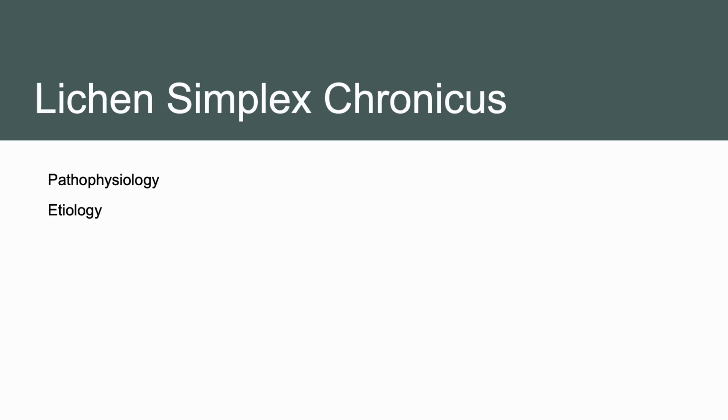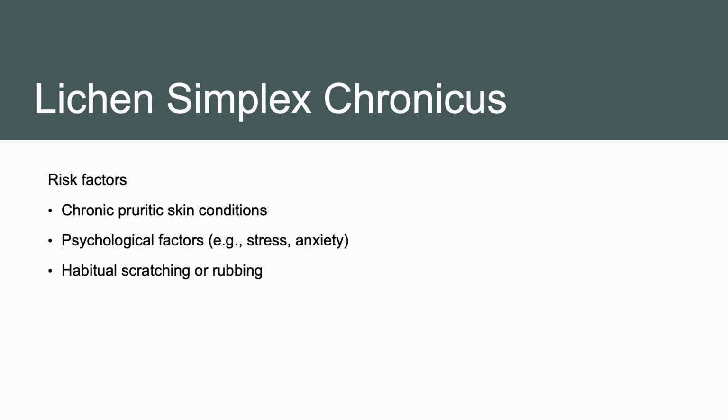Lichen simplex chronicus is a chronic skin condition characterized by thickened lichenified plaques resulting from repetitive scratching or rubbing. It's often considered a secondary condition to an underlying pruritic disorder, such as atopic dermatitis, psoriasis, or even psychological stress. You can see those risk factors listed here.